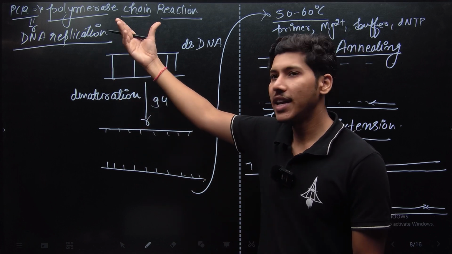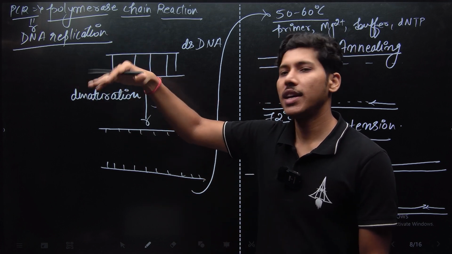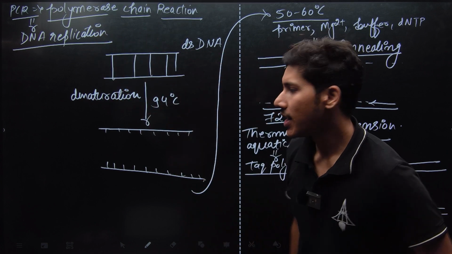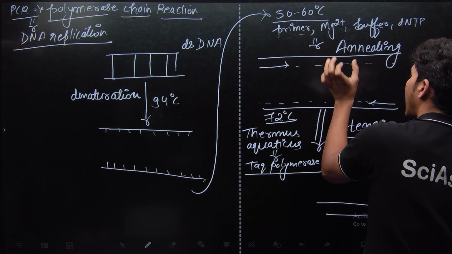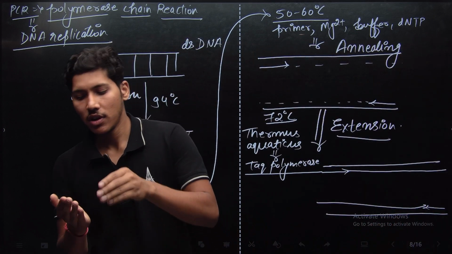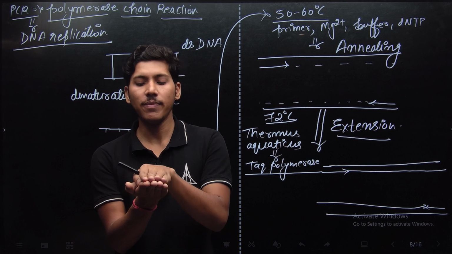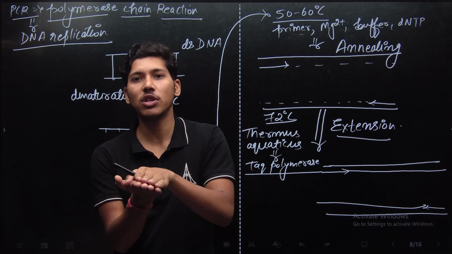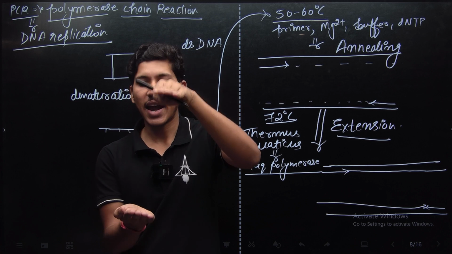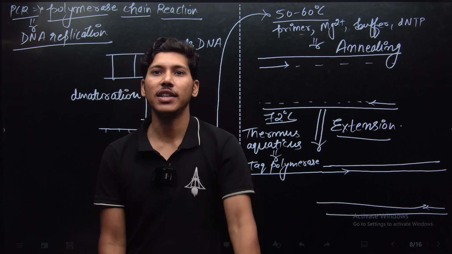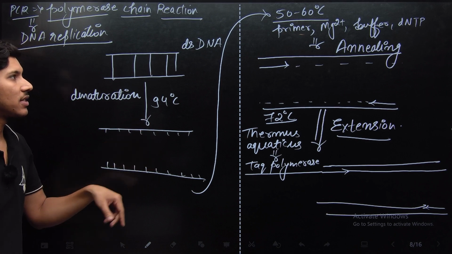Basically, it's a DNA replication step in a synthetic media, which is done using 3 steps: denaturation, annealing, and extension. In denaturation, we generally give a very high temperature to the DNA, 94 degrees Celsius, so that all the hydrogen bonds in the DNA get broken down, and the double-stranded DNA becomes single-stranded DNA. Okay, like this.